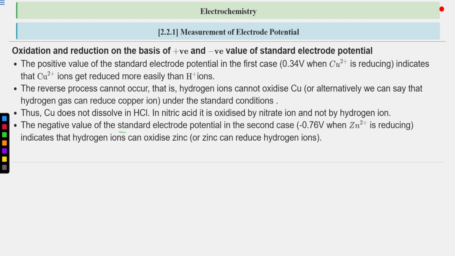Now, in the second case, when we use zinc as the right half cell, then the EMF value is minus 0.76 volt when we use zinc 2 positive, which is reducing. So the negative value of minus 0.76 volt for the right half cell indicates that hydrogen ions can oxidize zinc. Or you can say that zinc can reduce hydrogen ions. If hydrogen can oxidize zinc, that means zinc can reduce hydrogen. Simple.